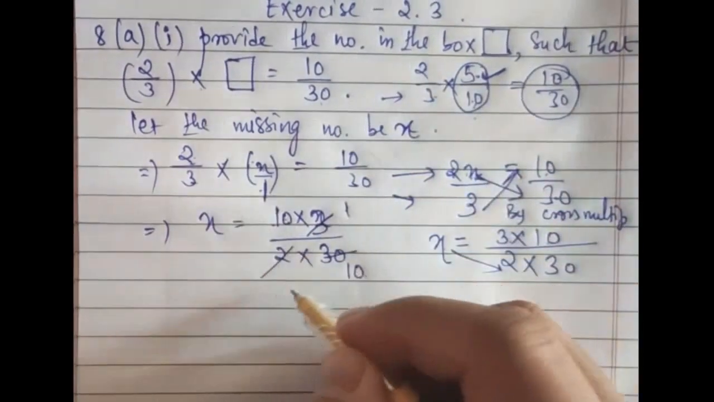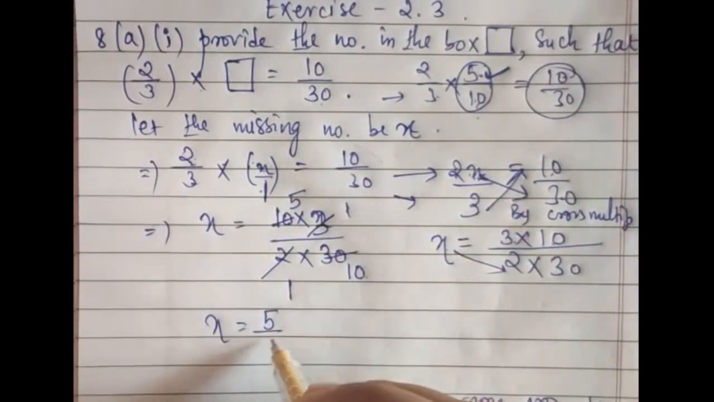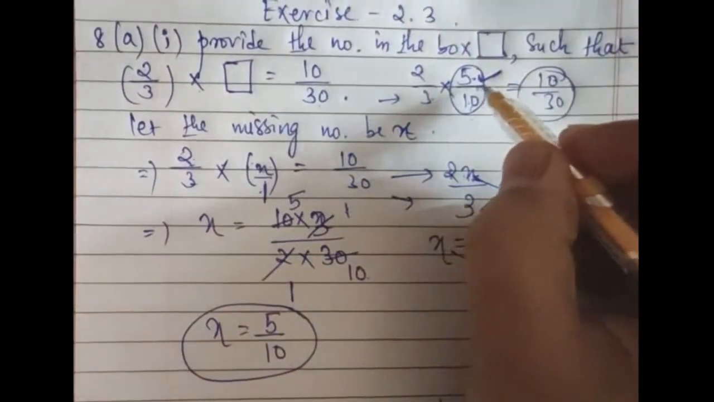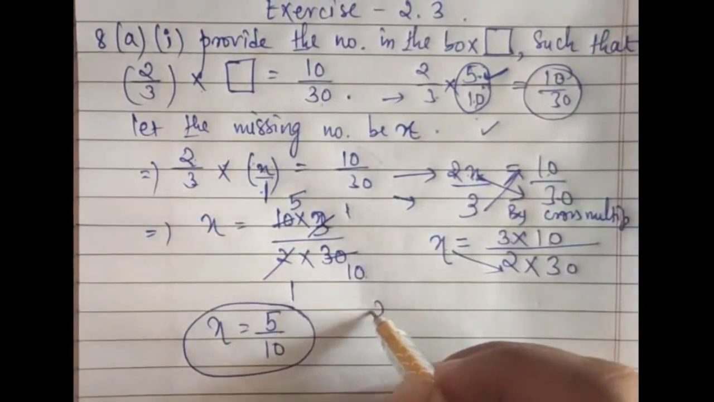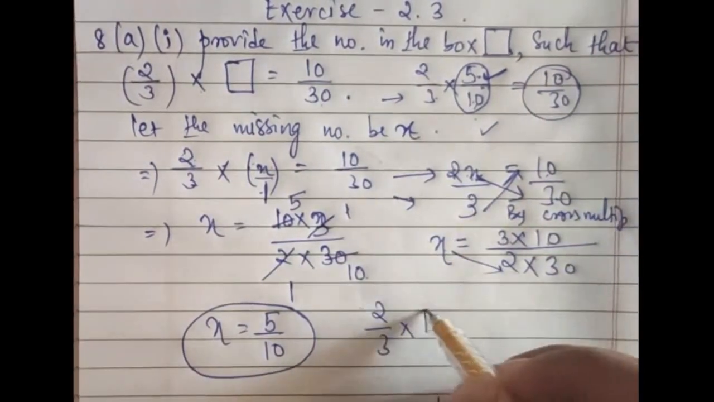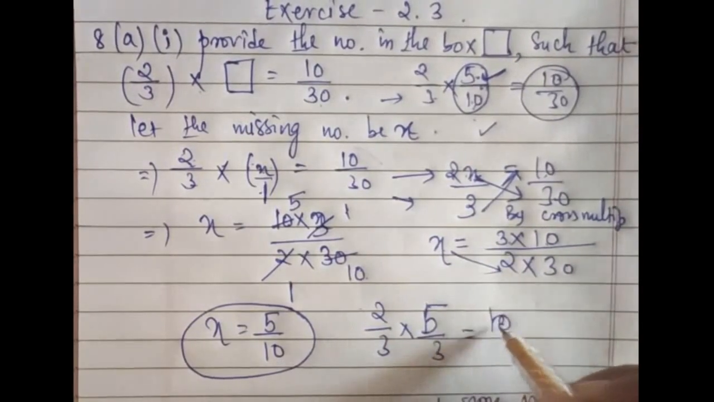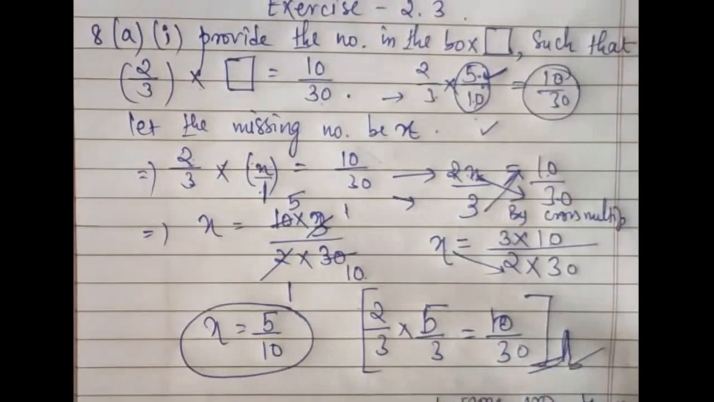So we can do 2 1s are 2, 2 5s are 10. x is equal to 5 by 10. Okay, we got 5 by 10. So yes, it is correct that we have to fulfill with 5 by 10. So we can write 2 by 3 into 5 by 10 is equal to 10 by 30. So this is our answer. Alright, I hope you are clear with this.